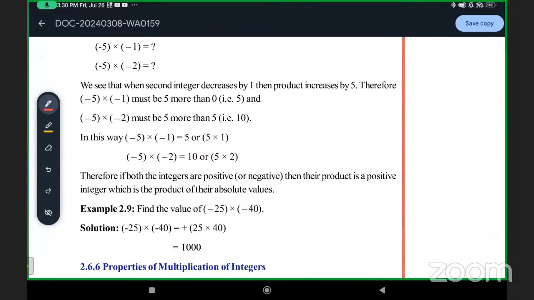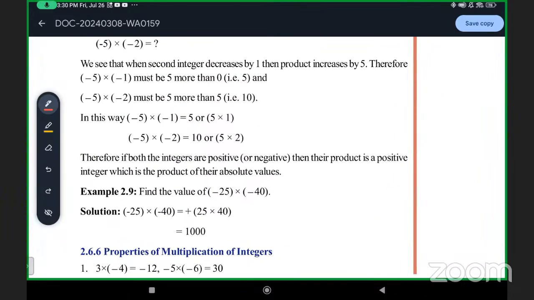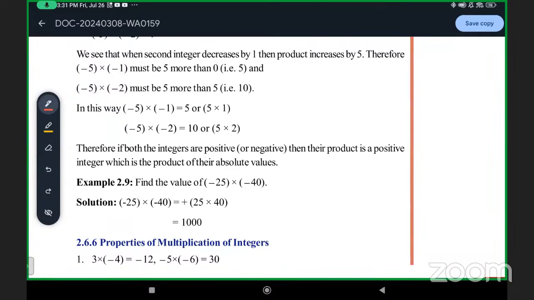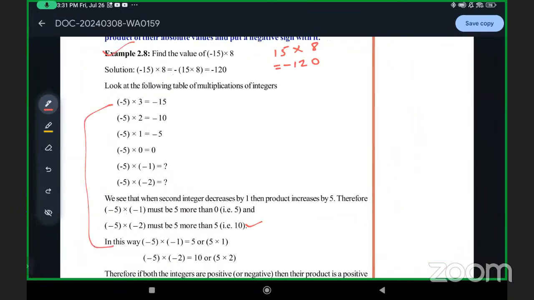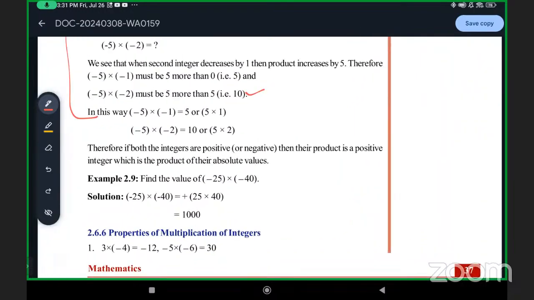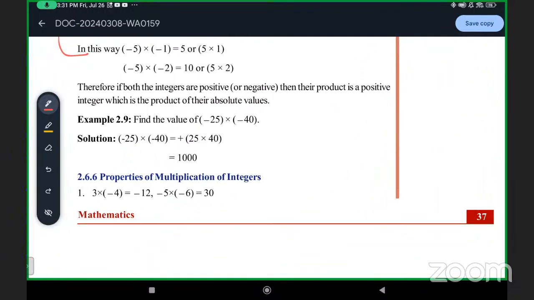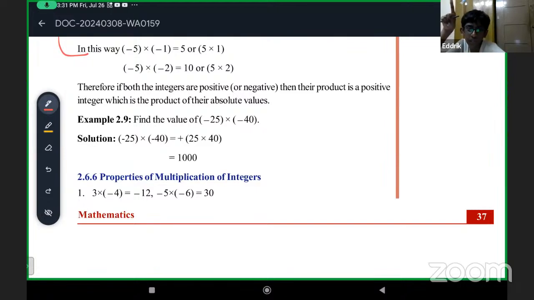Please see that when the second integer decreases by 1, the product increases by 5. Therefore, minus 5 into minus 1 must be 5 more than 0, and minus 5 into minus 2 must be 5 more than 5, that is 10. This is the same thing, a continuation. I want you to take a look at this at home today. It's very simple.